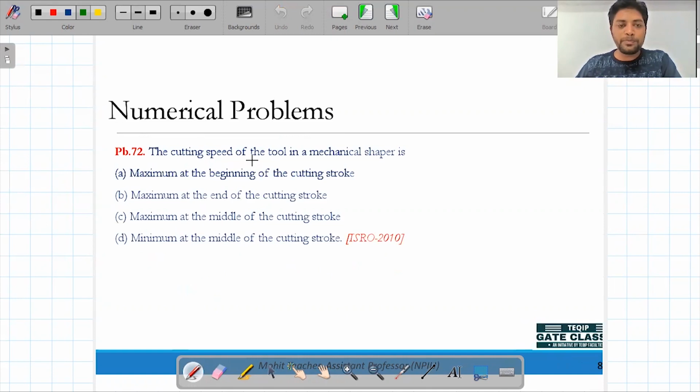The cutting speed of the tool in a mechanical shaper is, let's see the options available. Maximum at the beginning of the cutting stroke. देखिए, cutting stroke के initial level और final, मतलब inlet और exit पे आपका 0 रहती है. ठीक है, तो maximum तो नहीं होती. So this will be the wrong option.